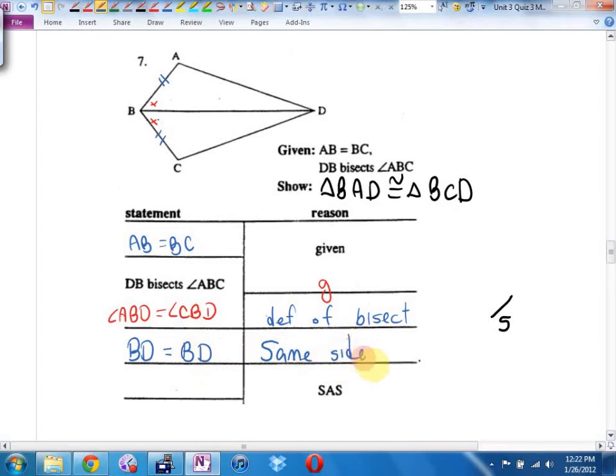And which congruency rule have I forced that into here? They mentioned it, but even if they hadn't given it to me, I could have got that. What am I going to write here? Oh, this line. Triangle BAD is congruent to triangle BCD.